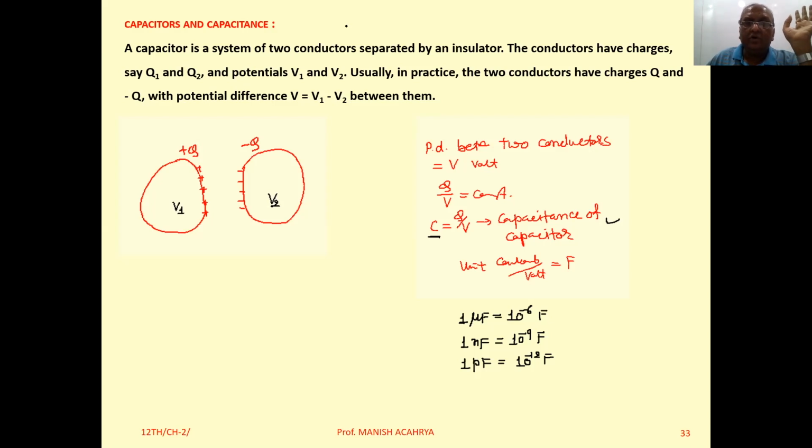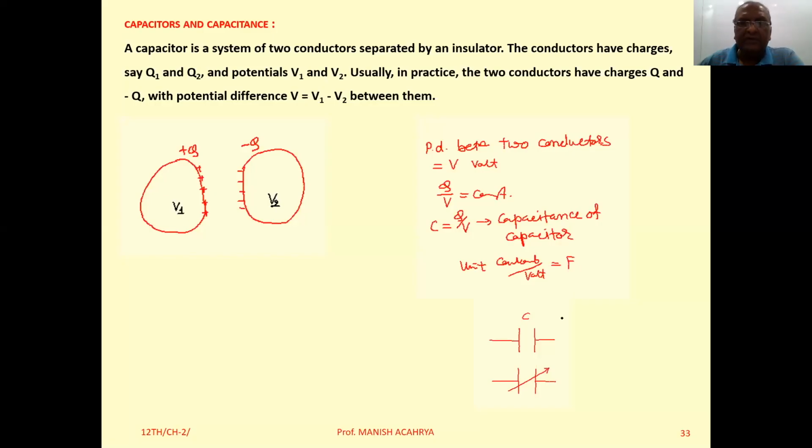And therefore, in practice, we use smaller units: microfarad, nanofarad, picofarad. 1 microfarad is 10 raised to minus 6 farad. 1 nanofarad is 10 raised to minus 9 farad. 1 picofarad is 10 raised to minus 12 farad. Clear to all of you?